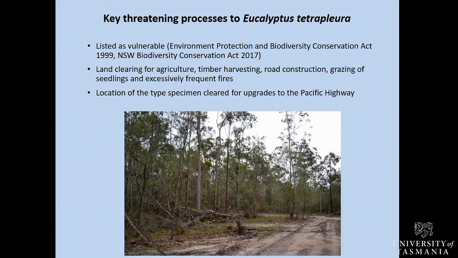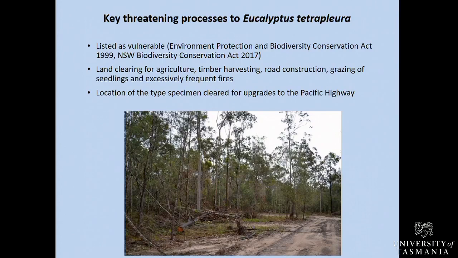So Eucalyptus tetrapleura is listed as vulnerable under both New South Wales state and federal legislation. And it's threatened by a number of processes such as agriculture, timber harvesting, road construction, grazing of seedlings and excessively frequent fires. And in more recent years, it's actually been cleared quite heavily in the central populations to upgrade the Pacific Highway. And this included an area at Wells Crossing where they actually cleared through where the type specimen of the species was found.